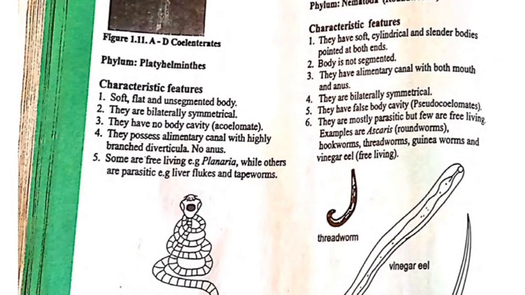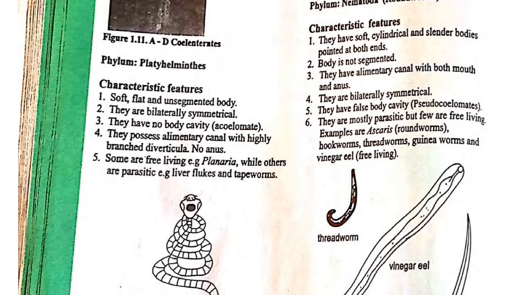Now we have the platyhelminths. Characteristic features: number 1, they are soft, flat, unsegmented body. They are bilaterally symmetrical. Now when we talk about symmetry, we all did symmetry in primary school. When something is bilaterally symmetrical, it can be divided along a plane to give two equal halves. When it has been cut along a plane, the two halves are the same. That's they are symmetrical. The line that divides them is the line of symmetry.